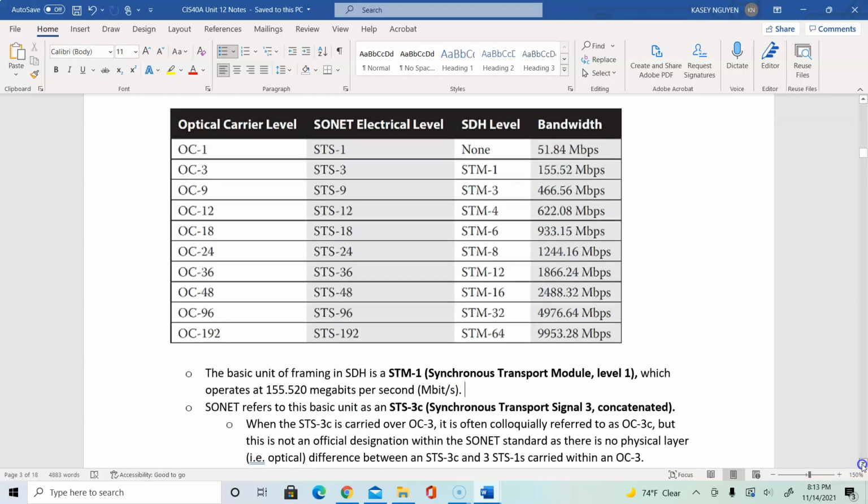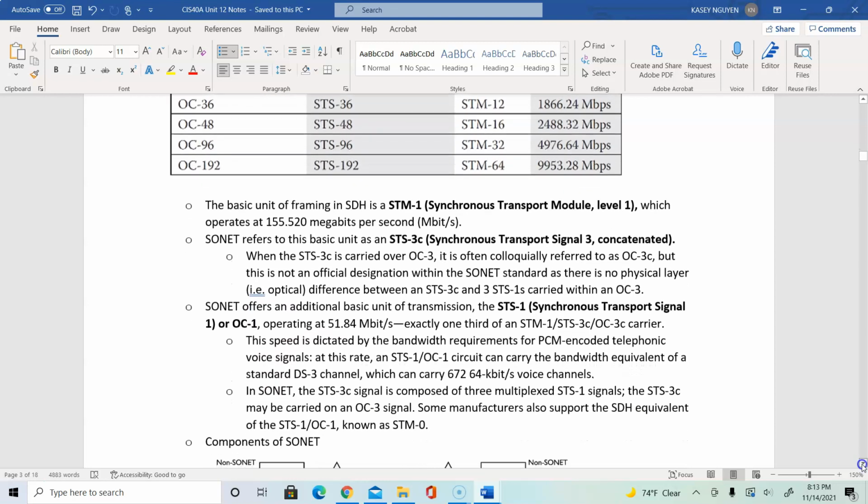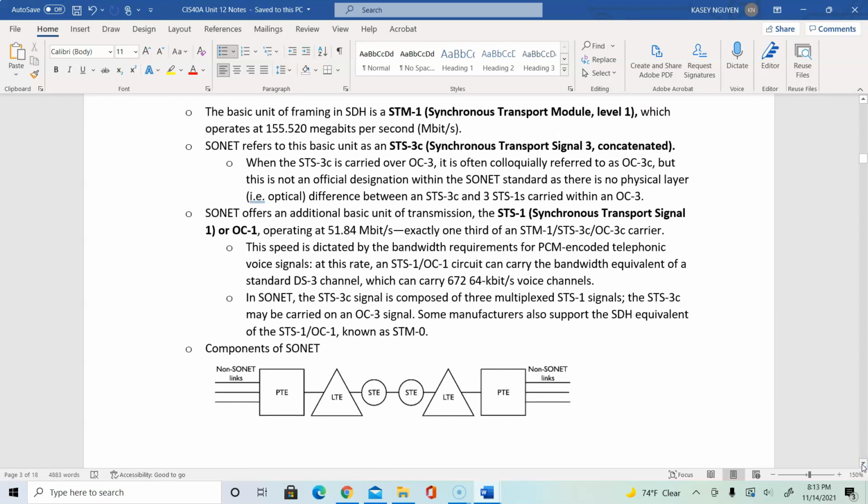So here it gives you a little bit of explanation on the standard on how they could be varied based on different OC channels. The important thing that we want to focus on is that they consist of different DS1 and DS3 channels. So in the STM1 or the synchronous transport module level 1, which is 155.52 megabit per second, that will be the basic unit of framing for the SDH, whereas the basic unit in the SONET will be STS3C, that is synchronous transport signal 3 concatenated.